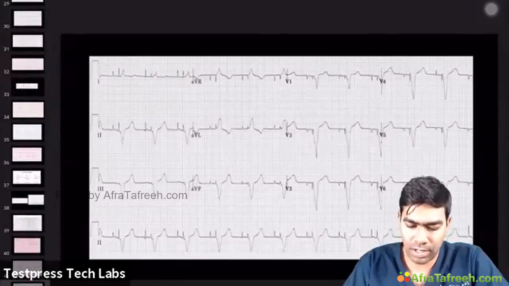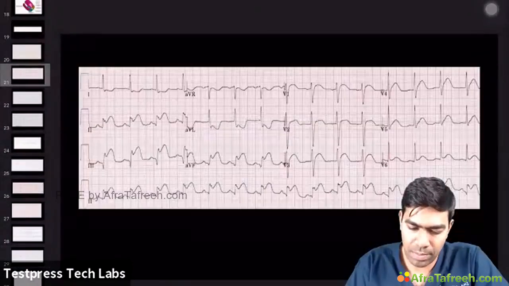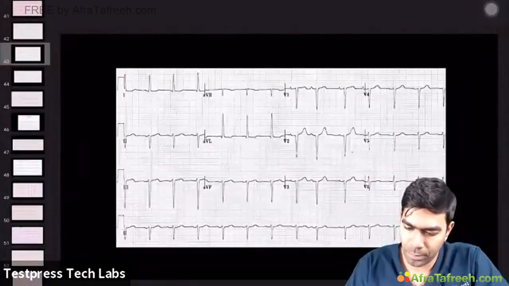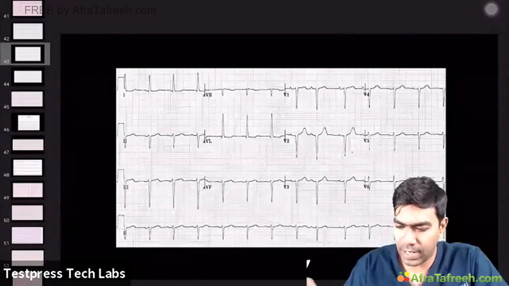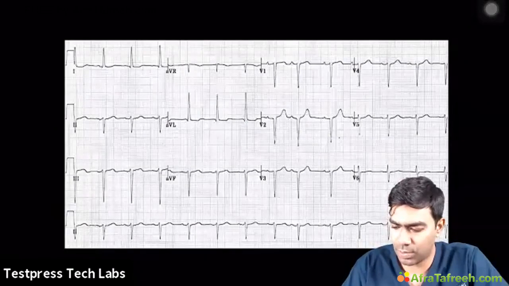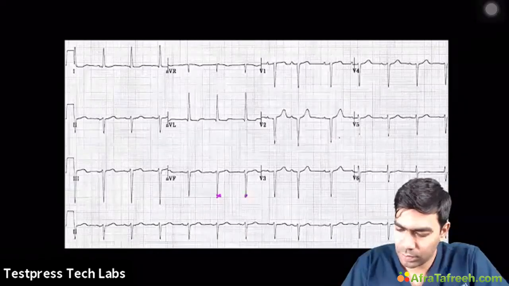Or take another ECG, anything, whatever you want. These are all MI. MI will definitely have something different. Maybe you can take this ECG. Some random ECG I'm taking. You just see what's happening here. This is the T wave, and you take the midline.